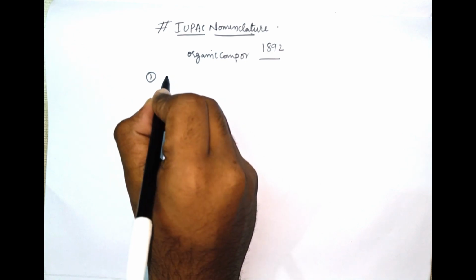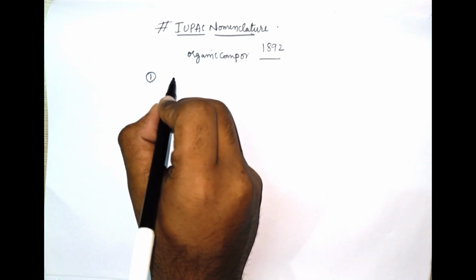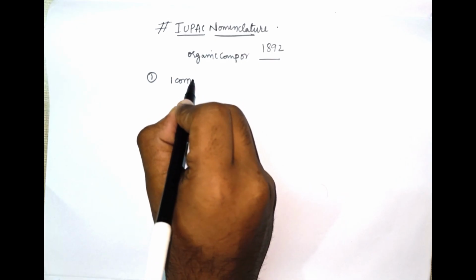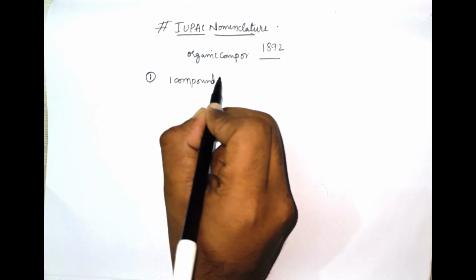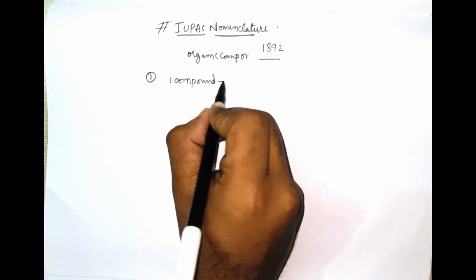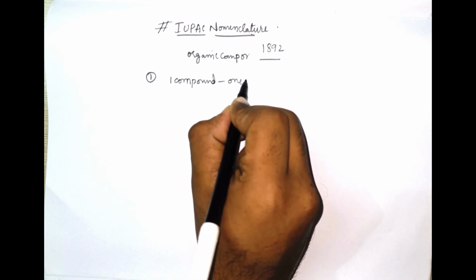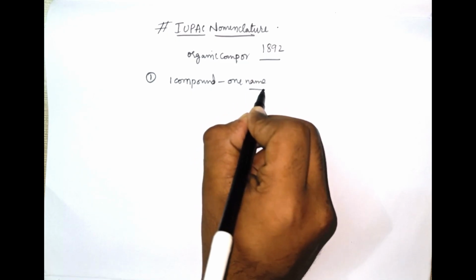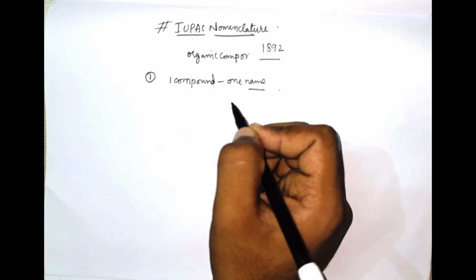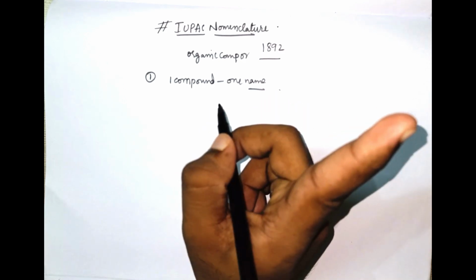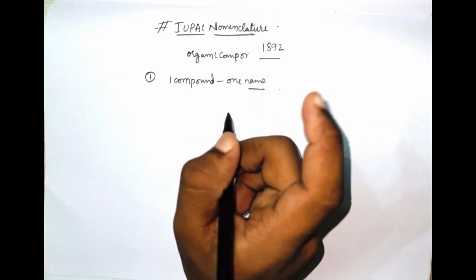The first one is the one-on-one compound name rule, or one-on-one feature. According to this rule, one compound will have only one name. That is for sure. Whatever the compound might be, in whichever manner we give the name, it will have one and only one name.